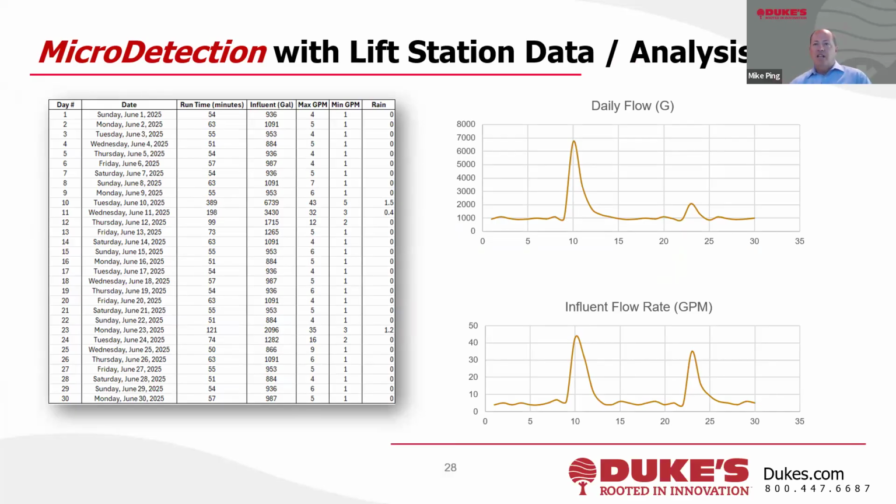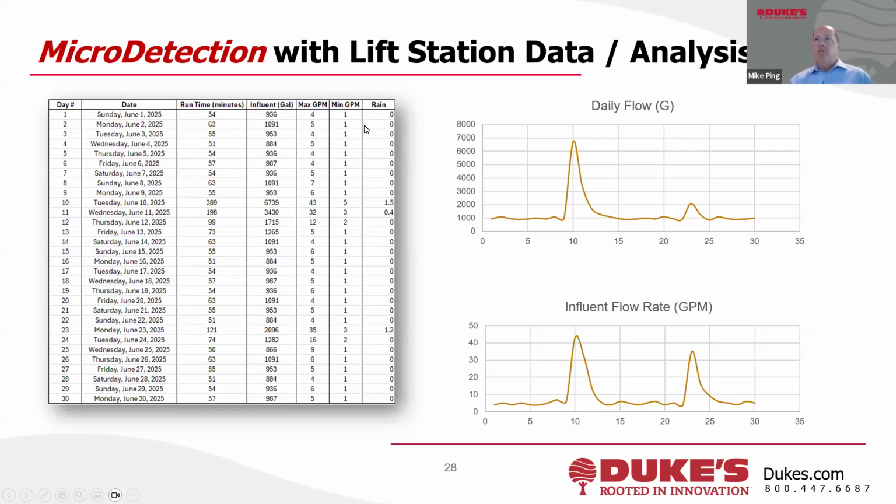And I'm going to do a few slides here to just highlight what it can look like when things are combined. And there's infinite possible combinations here. So just a couple to highlight how this could work. So this one would be micro detection with some lift station data where we have the aggregate run time over here on this table to the left. We've got an influent amount in gallons here, the minimum, maximum, instantaneous flow rates. We have rain and so forth.